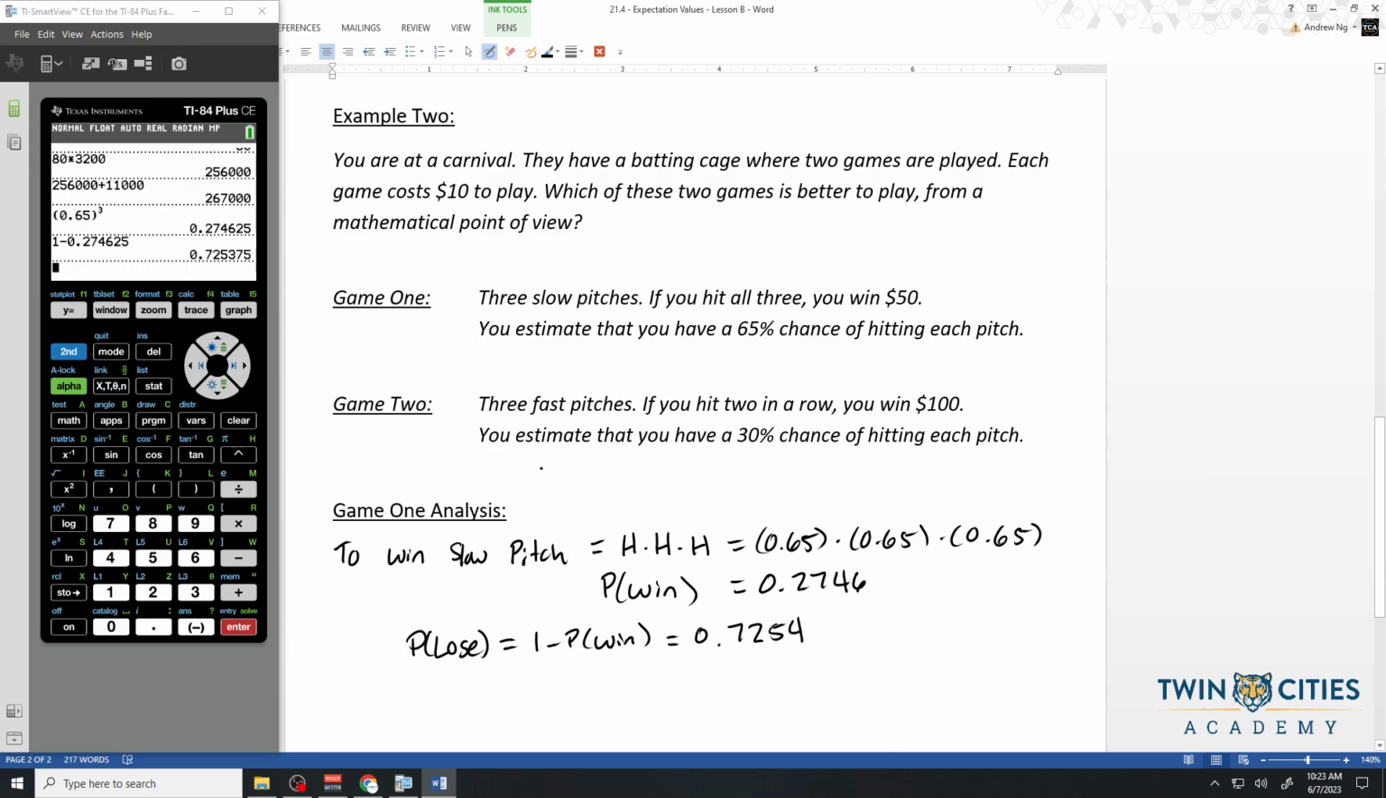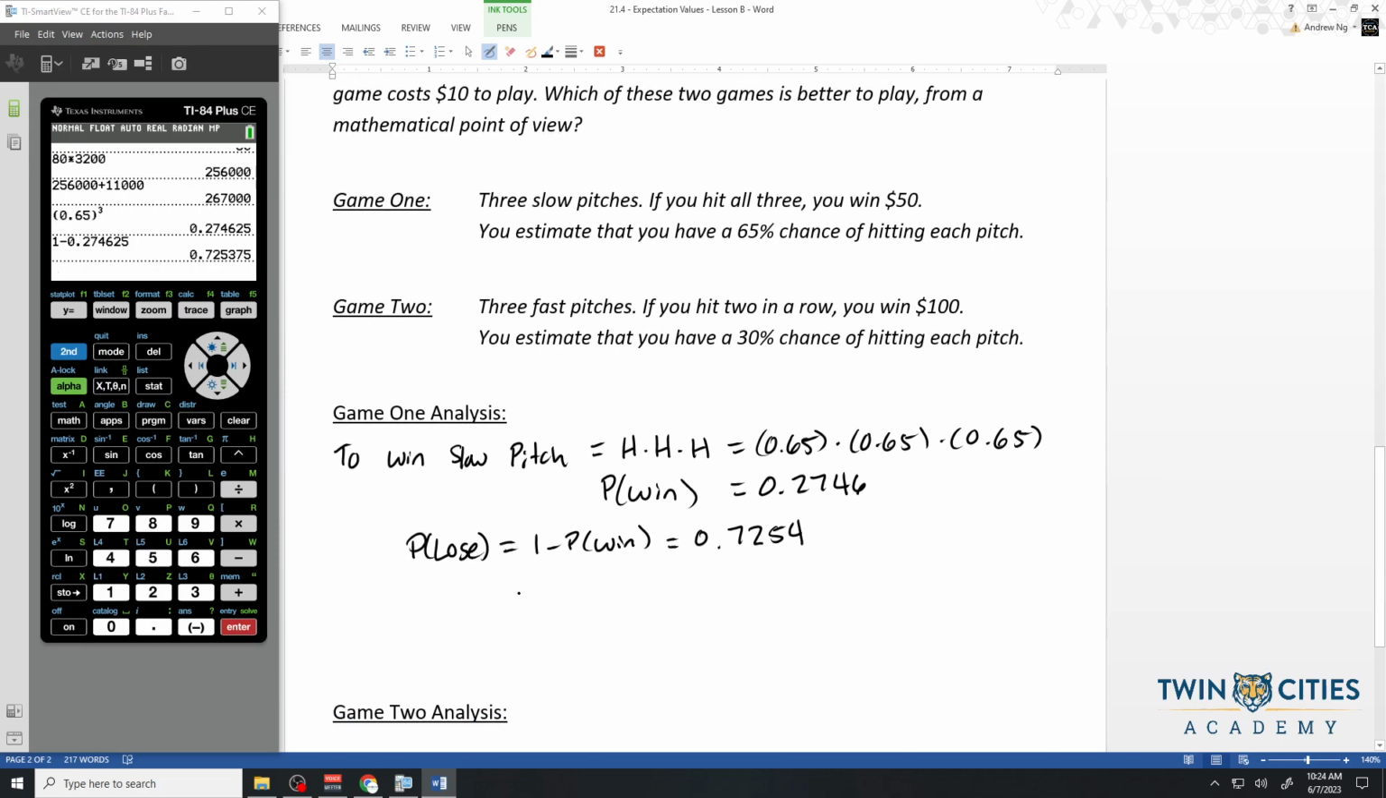All right, now we've got the probabilities. We've got what the outcomes are. If you win, you get $50. If you lose, you get 0. And we have the costs. So we have everything we need to find the expectation value. Remember, the expectation value is the sum of the values of each event that could occur within that game. So we just need to know the value of you winning and the value of you losing. We'll add those together, and that'll be the expectation value of this first game.